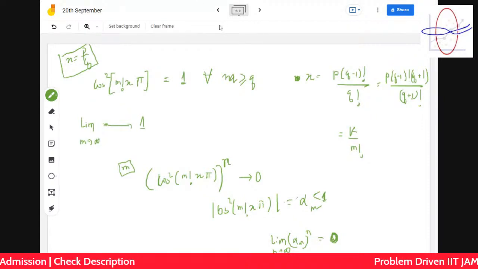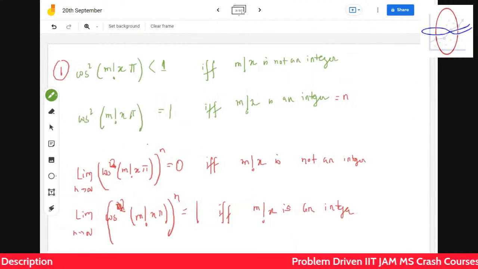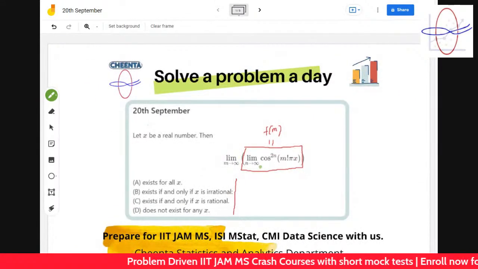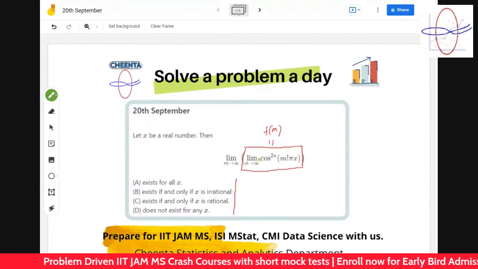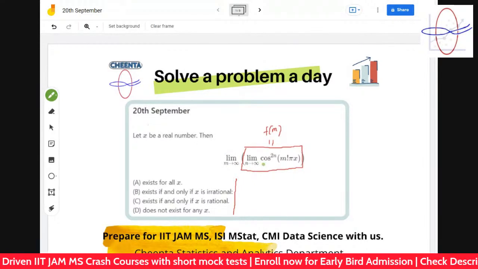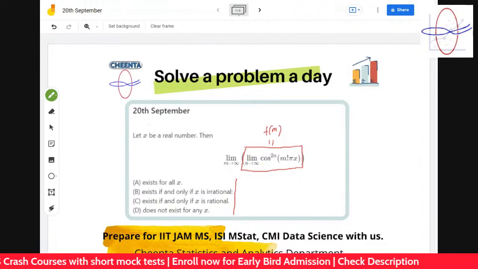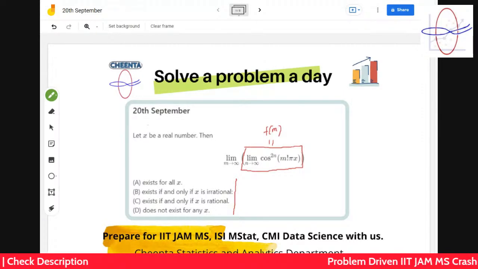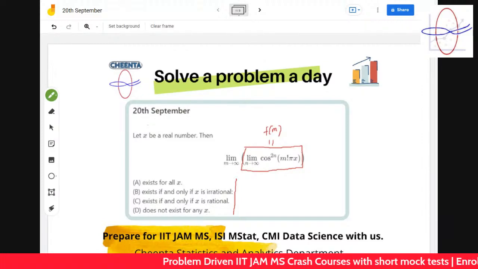So this is the basic idea, the basic iterated limit idea. But here the iteration is very important. If m comes first and n comes later, then it can be a different case. So that's homework for you. If you fix x, then the limit turns out to be something interesting. I hope you understood this. I hope you enjoy this, and all the best.